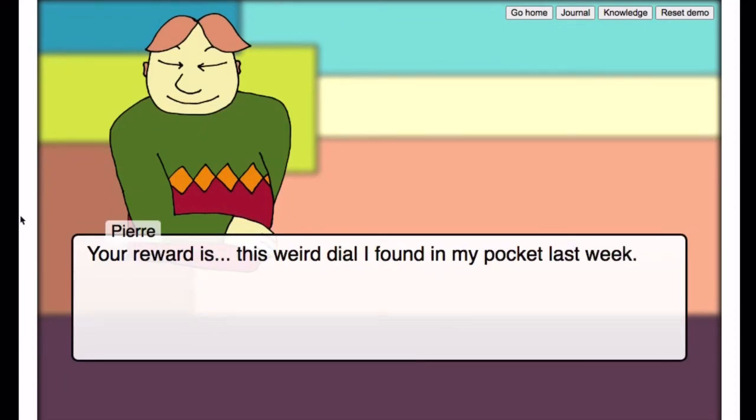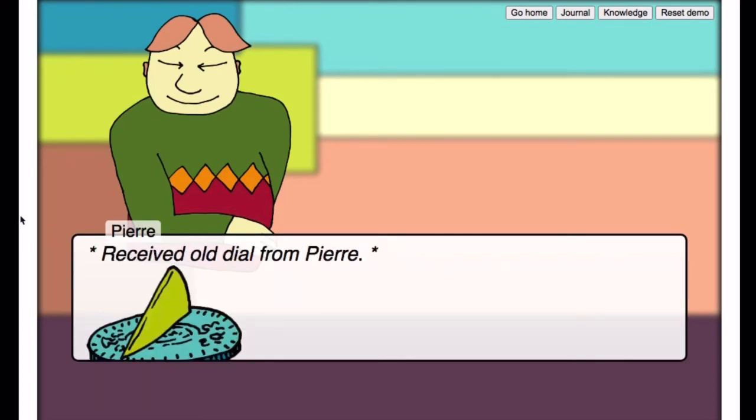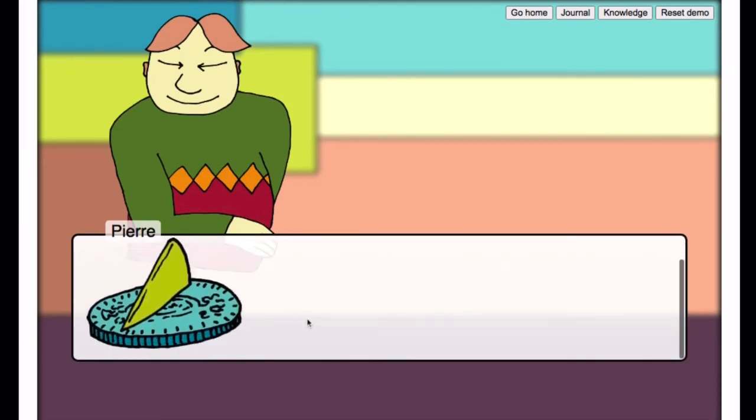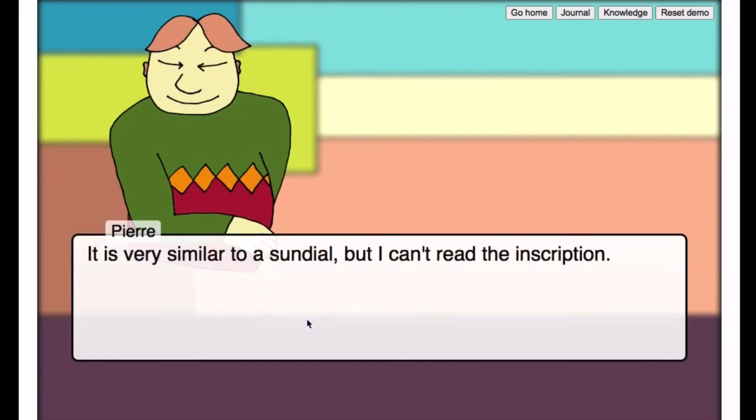Your reward is this weird dial I found in my pocket last week. A mysterious object. Always good to have one of those. It is very similar to a sundial, but I can't read the inscription. It looks old. Let me know if you figure out what it's for.